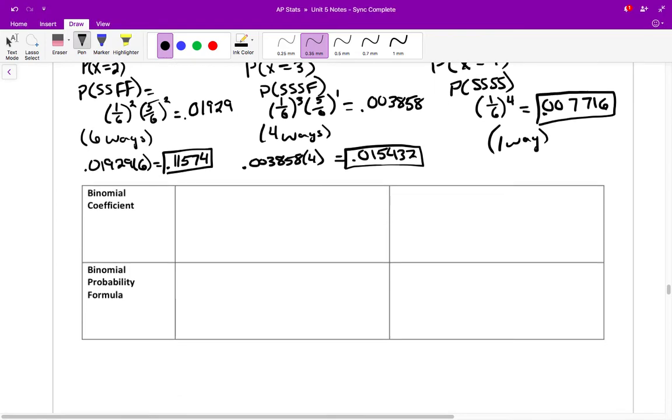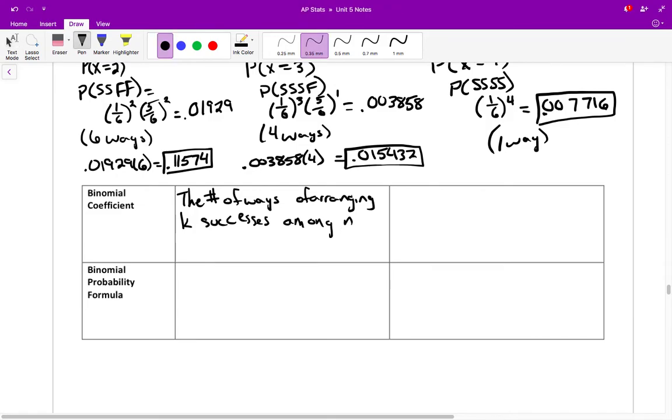So this leads us into a couple of different ideas. The first being the binomial coefficient. Basically what that is, that's the number of ways of arranging k successes, however many successes you want, among n observations.